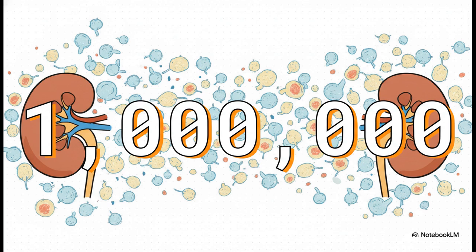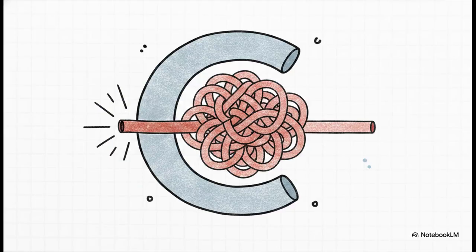1 million, or 10 lakh if you prefer. That is exactly how many of these microscopic filtering units, called nephrons, are packed into just one single kidney. You have 2 million of these structures constantly working inside you, filtering your blood drop by drop. It's just crazy when you think about the sheer scale of this biological system. Let's look at the anatomy of just one of those million nephrons.